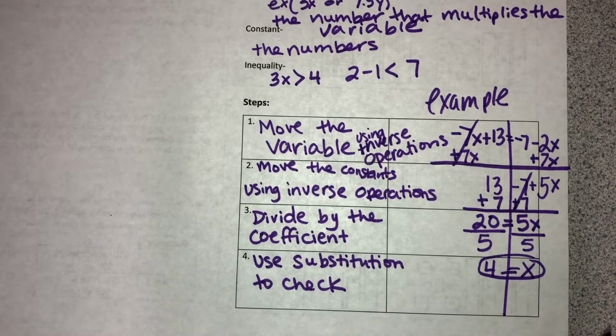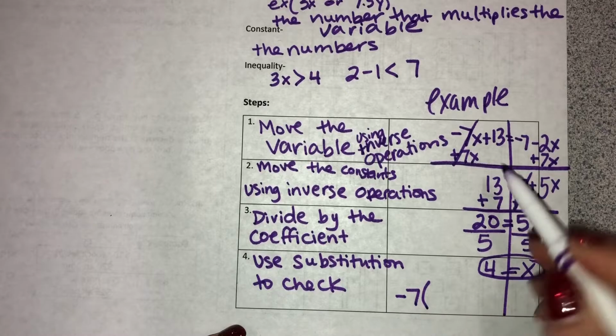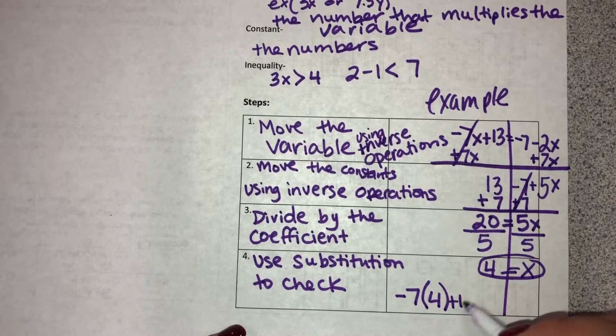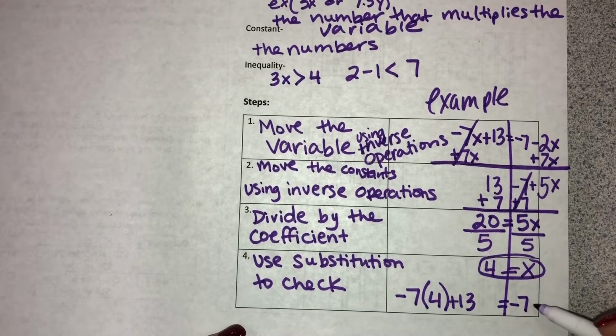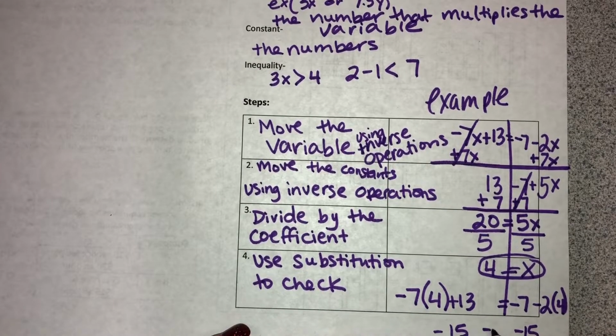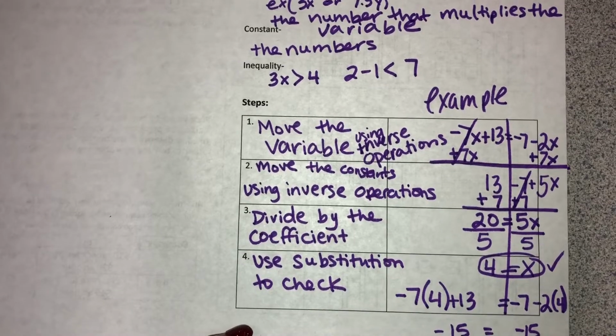So you're going to take 4 and put it back in the original problem. The original problem is negative 7, substitute the x with the 4, plus 13. And then the other side was negative 7 minus 2, and again, substitute the x with 4. And then when you solve that, you'll find that both sides equal negative 15. And as long as they're equal, then that means that you are correct.